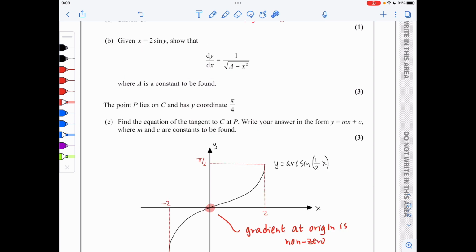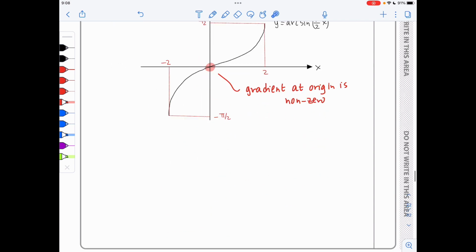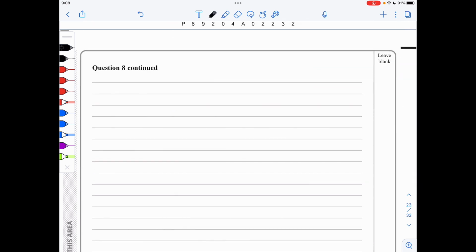Now in B, we need to start with x is 2 sine y to show that dy dx is equal to 1 over root of 4 minus x squared. So let's start by writing the equation. x is 2 sine y, which means that dx dy is 2 cos y.